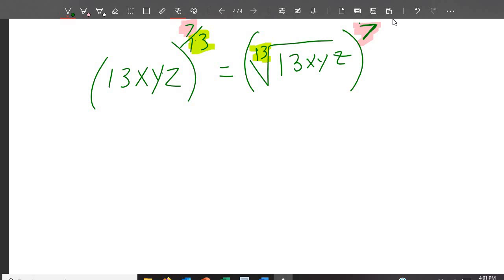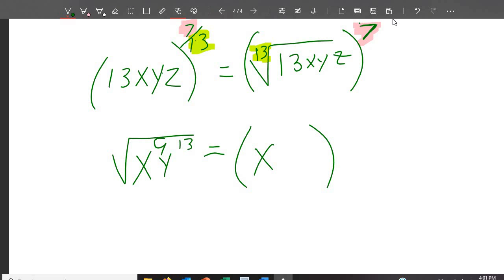If I had the square root of x to the 9th, y to the 13th, and I said change that to a rational exponent, since it's a square root, we're going to put 1/2 as the exponent.